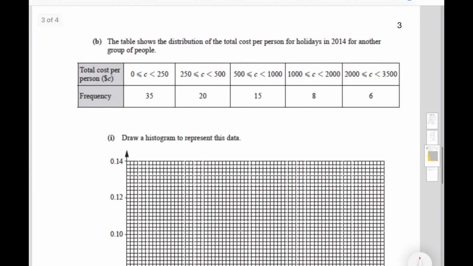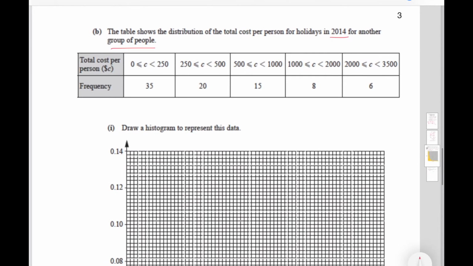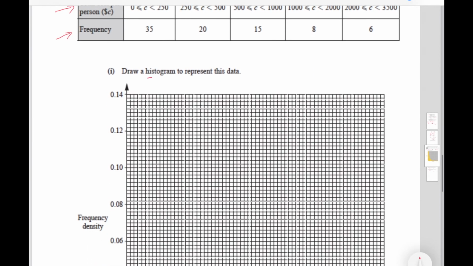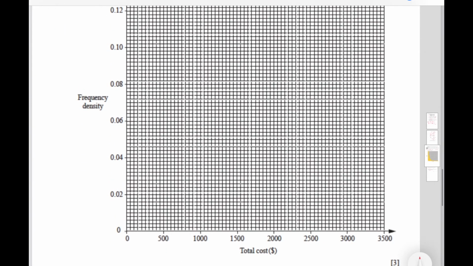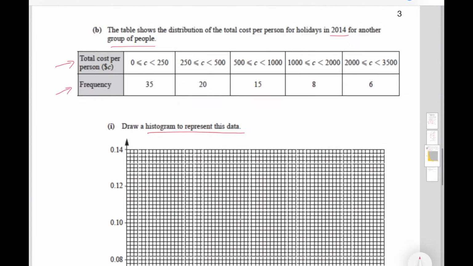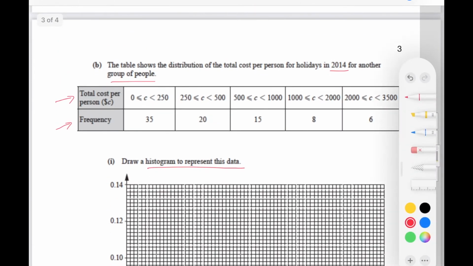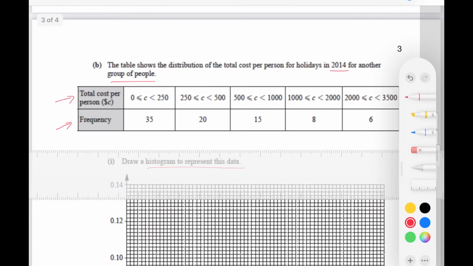The next part says the table shows the distribution of the total cost per person for holidays in 2014 for another group of people. They've given us the total cost over here and the frequency over here. It says draw a histogram to represent this data. If you look at this histogram, this is a frequency density histogram. So we need to add another row over here. How do we add another row?